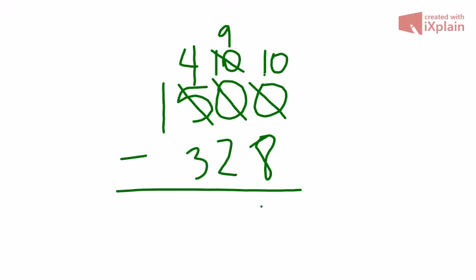So 10 minus 8, that's 2. 9 minus 2 is 7. 4 minus 3 is 1. And then I have this lonely old 1 on 1500 out here by itself. So 1 minus nothing is 1. So my answer would be 1,172. Well, I can do one more for you.